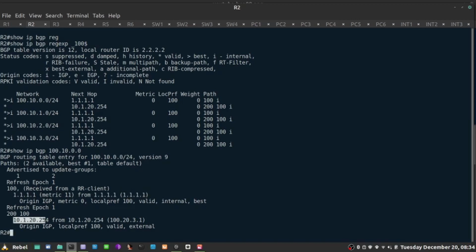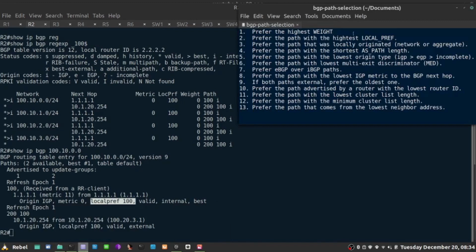Again, this is the next hop, this is the peer address, and this is the router ID of the box. So local preference is 100 in both cases, so this is not going to be a tiebreaker just yet. The next thing we check is whether the router prefers paths originated by the local router using a network or aggregate command. These are coming from the external eBGP connection, so they are not local to our router.